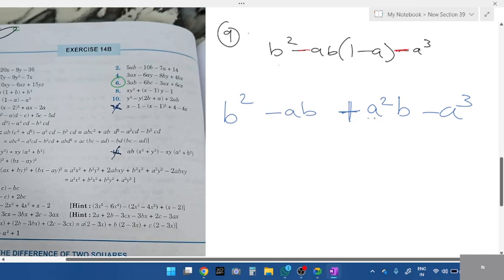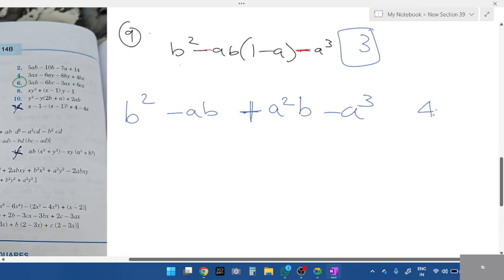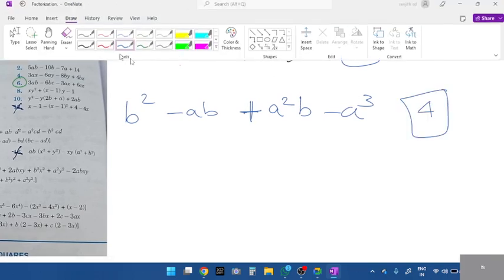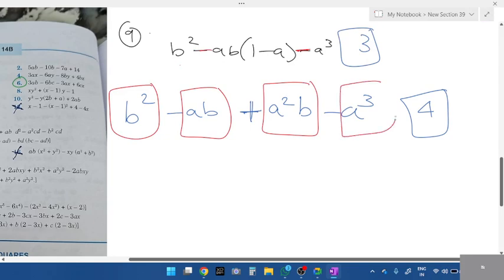Now, how many terms do we have? Four. Starting, we had three terms. Now, how many terms are there? Four. See, terms are separated using plus and minus signs. This is one term, this is the second term, this is the third term and the fourth term. In between all those, we have plus and minus. When there are four terms, it's an even number.